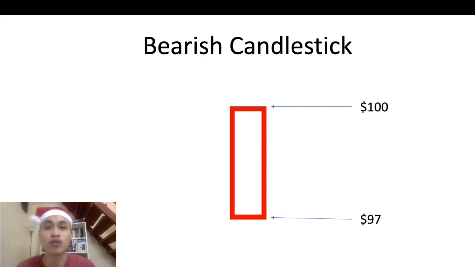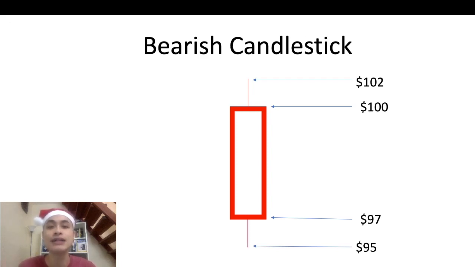So what's the next thing to put in? Correct. The next thing we put in are the wicks. So we mentioned earlier that the day's highest price is $102. So then we draw a line from the upper part of the body of the candlestick to reach the day's highest price. That will give us the upper wick. So we do the same thing for the lower wick by first indicating the day's lowest price, which is $95. And then drawing a line from the lower part of the body to that point, and this gives us the lower wick of the candlestick. And that is it.